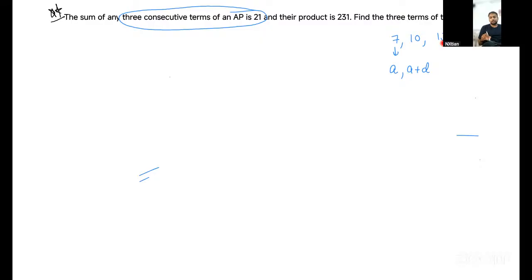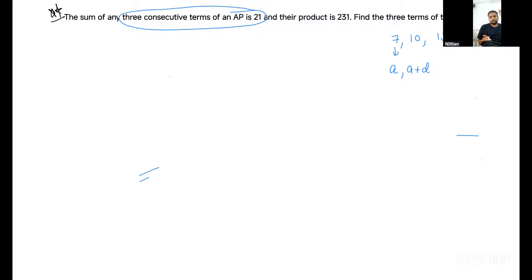A plus 1. Why A plus 1? A plus 1 won't be there, because if A plus 1 is there, then you are saying that 1 is the D, which is not there. Consecutive means in an AP, it is consecutive like 7, 10, 13, 16. These are the consecutive terms, no? So we don't know the AP. That's why we can't take A plus 1, A plus 2, A plus 3 like this.